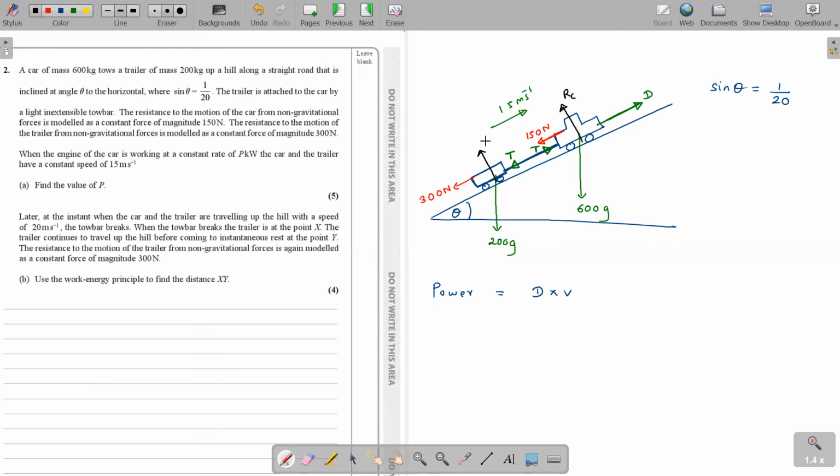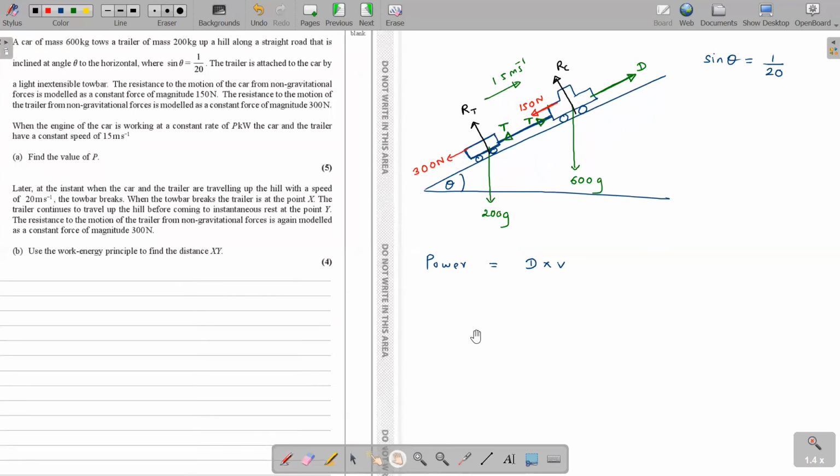Since it's going at a constant velocity, I think we can model it as being in equilibrium. Yes, this is in equilibrium. These two vehicles are going at constant speed, which means this is in equilibrium. Yes, the forces are balanced.